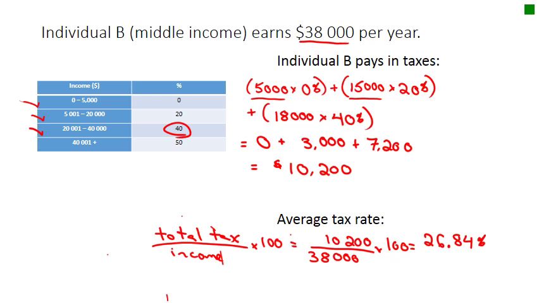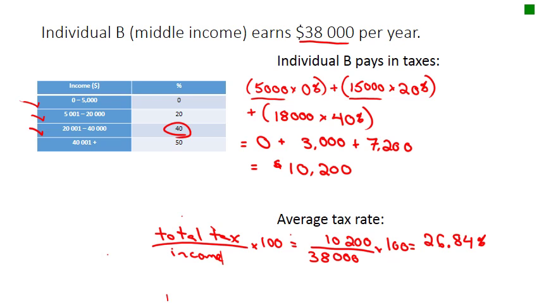Okay, so this person earns $38,000 per year. So again, we're going to take the initial 5,000 and multiply by 0%. The next bracket can take into account another 15,000. Well, 15 and 5 doesn't yet add up to 38, so we can take the full 15,000, multiply by 20%.